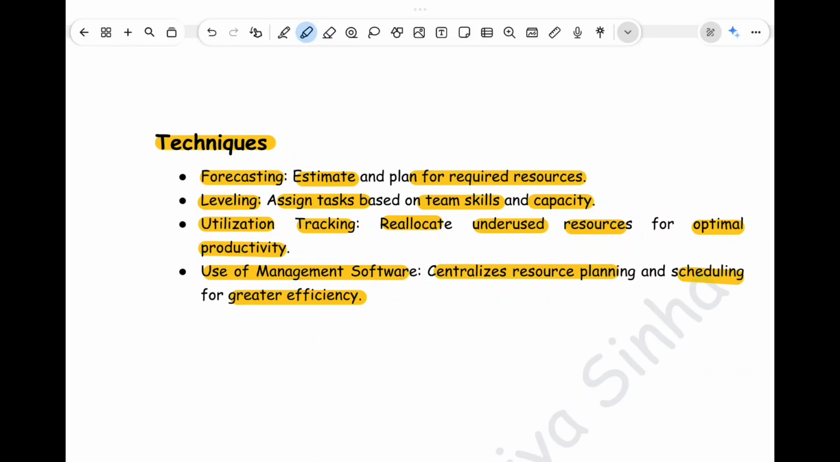First one is forecasting, that is, estimate and plan for required resources. Second is leveling, assigning tasks based on team skills and capacity. Third is utilization tracking, and reallocate underused resources for optimal productivity. Use of management software: centralized resource planning and scheduling for greater efficiency.